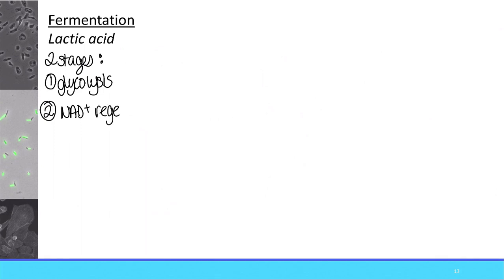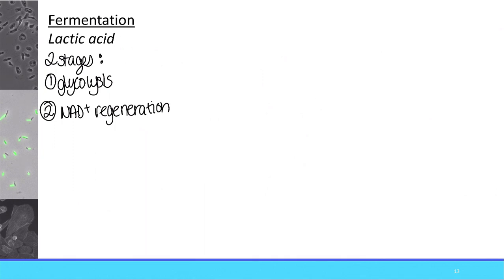All right, so now we are ready for lactic acid fermentation. And we're going to draw what happens just like we did with alcohol fermentation. Luckily for us, it is very similar. It has 2 stages. You can probably guess what the first stage is. The first stage is glycolysis, and the second stage, believe it or not, is actually the same thing. So NAD+ regeneration.